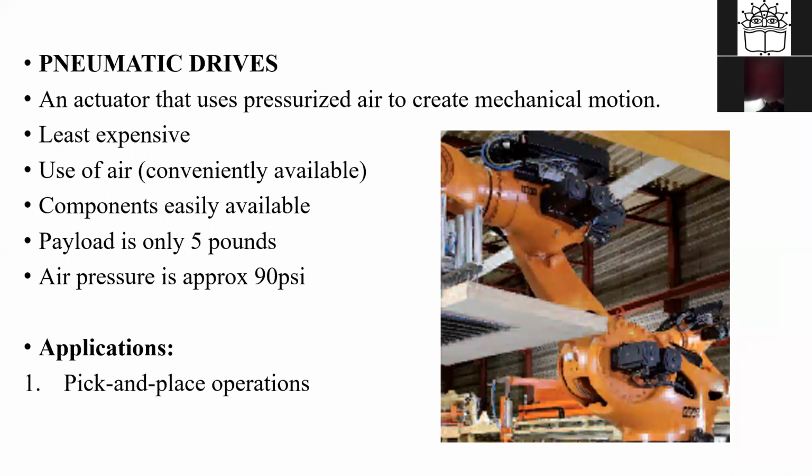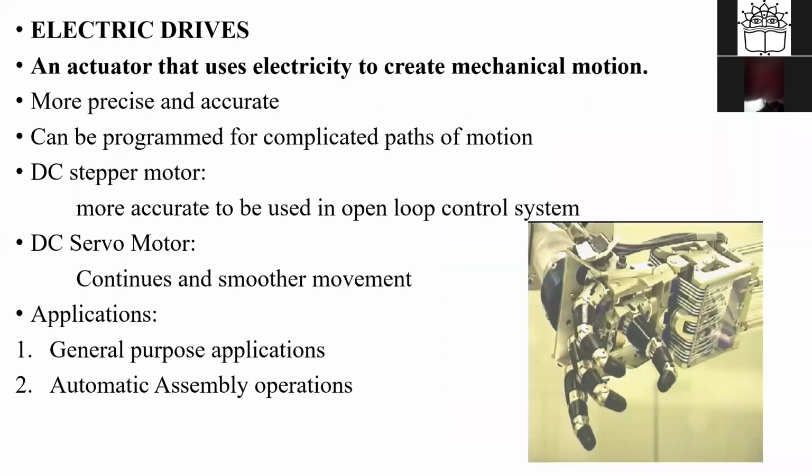Now, pneumatic drives, where compressed air is used, the payload is very less, only 5 pounds. Specifically in the pharmaceutical industry, where we want a clean environment, we use pneumatic drives. The air pressure is approximately 90 psi. Psi means pounds per square inch, right? So generally it is used for pick and place operations. You have to pick an object and place it at some other location.